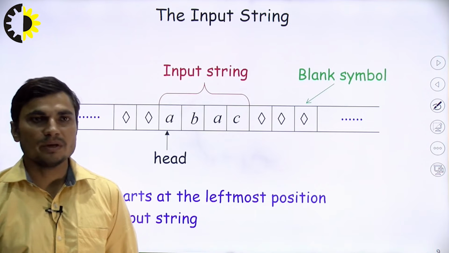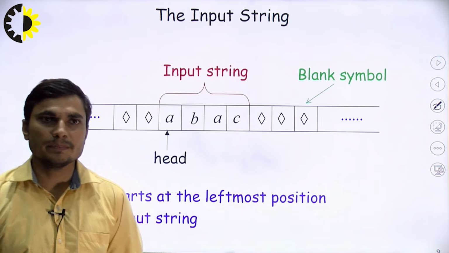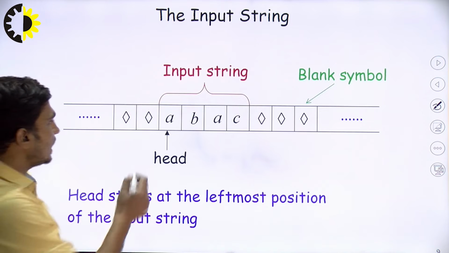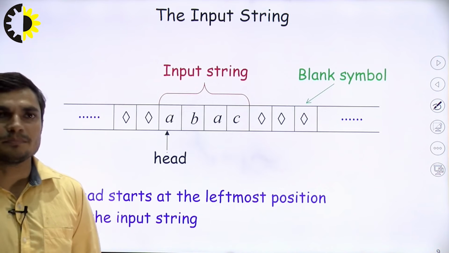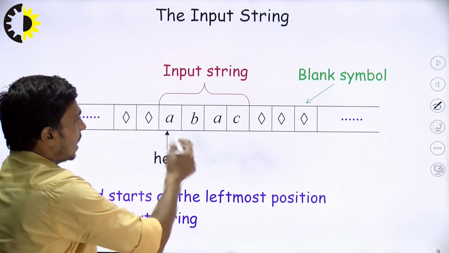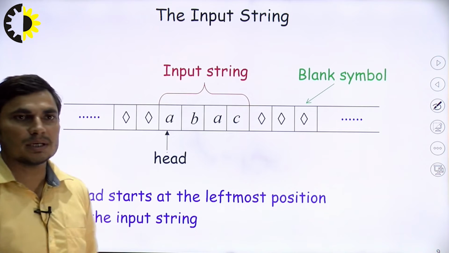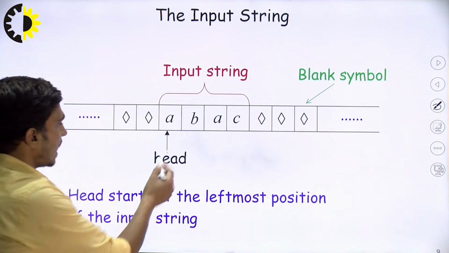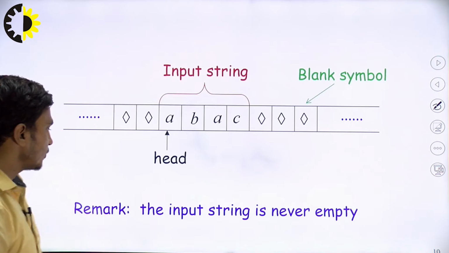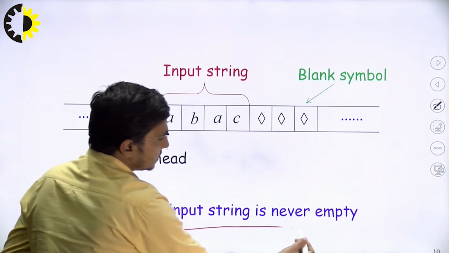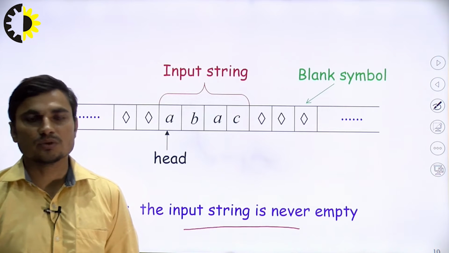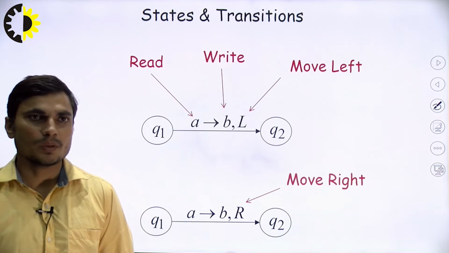Now, whenever we are talking about the Turing machine, at the initial state, at the start, the head points to the leftmost position of the string, or the cell at which the leftmost symbol is stored. So, suppose we have this input string and this A is available at the leftmost position, then initially the head will point to this A. There is also one thing: the input string is never empty. So, we must have certain input in the tape to process or to create a certain Turing machine.